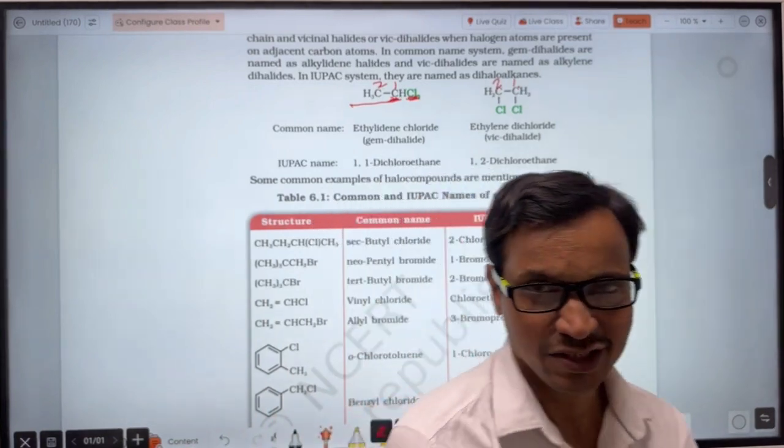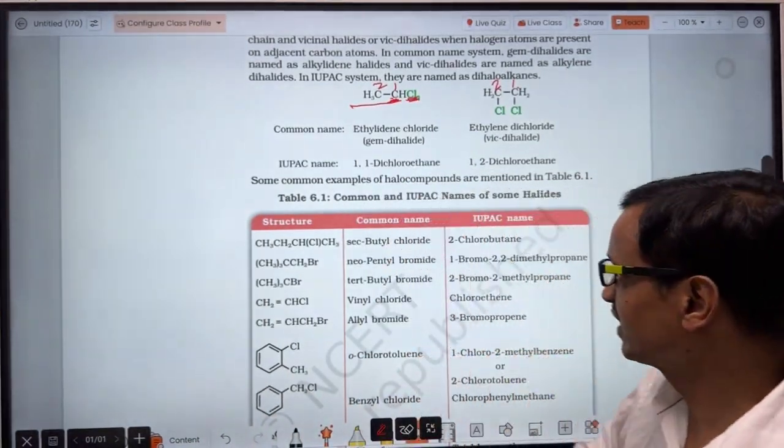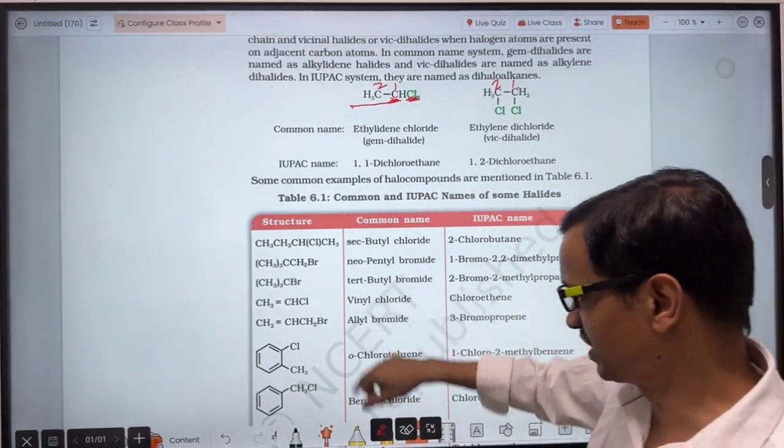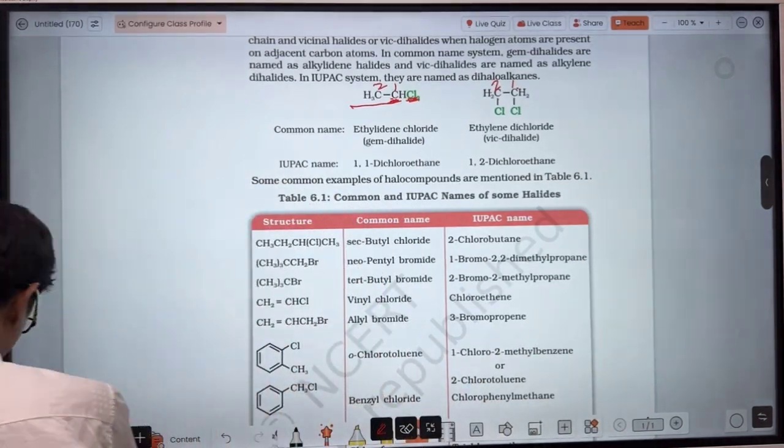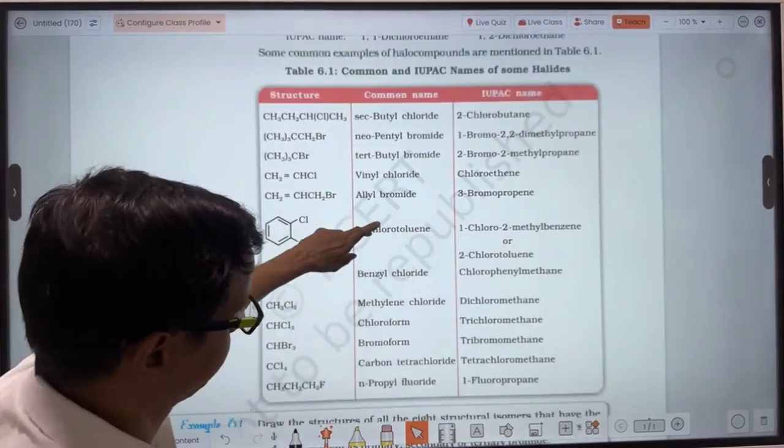Okay guys, just watch out once more, and then after that I shall discuss these points, how to write the common name and the IUPAC name and why.